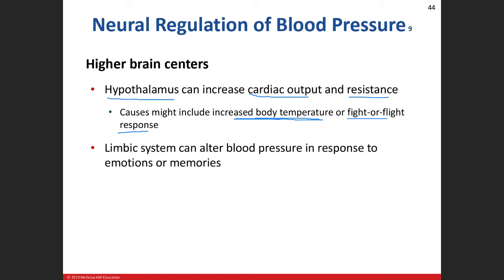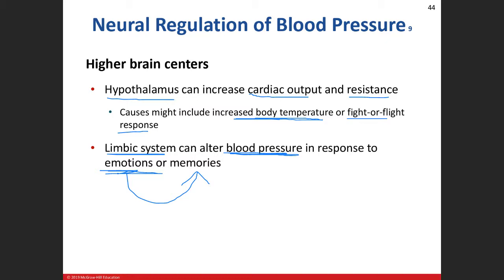How about the limbic system? Well, you know, anytime you get emotional, all right, a lot of physiological changes can occur. Fear is a great motivator, all right, and that is generated through the limbic system. All right, the hypothalamus plays a role in that, but the limbic system can now alter blood pressure based mainly on emotions, but we know that emotions can be affected by memories.